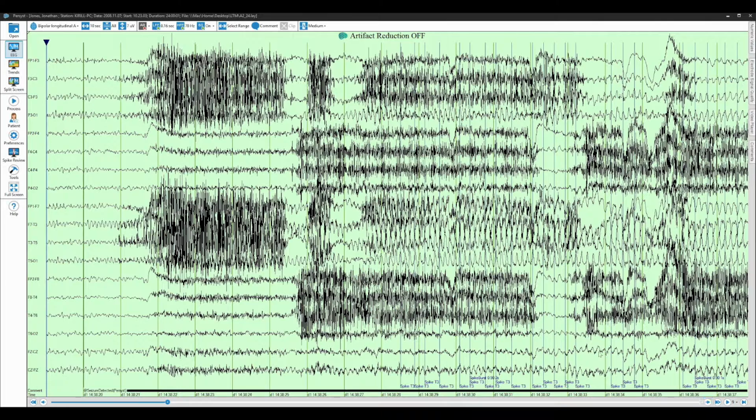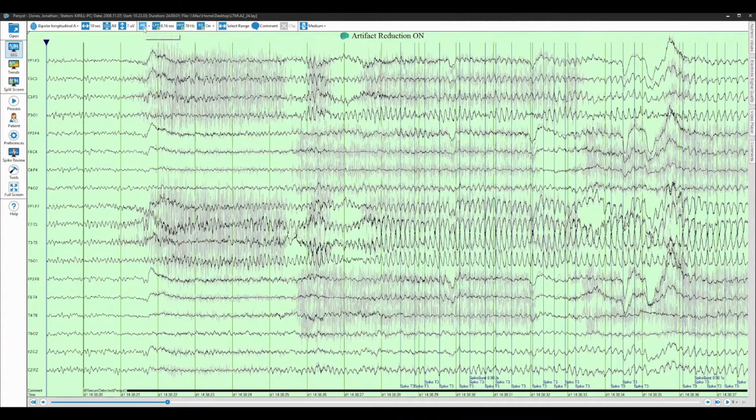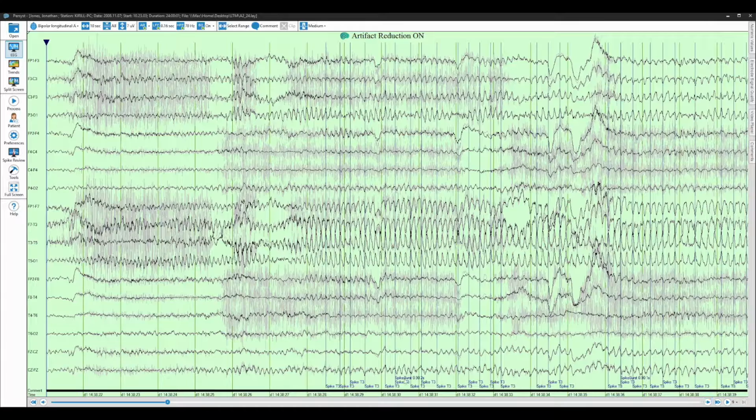And now I'm going to show you a very powerful feature of Persyst, which is the ability to remove EMG. This is a very messy image. There is a lot of artifact around the seizure, but with one click of a button, I can turn on artifact reduction. It removes the EMG and moves it to the background in a light gray color. But it has been removed from the EEG signal, and now I can clearly see the seizure.